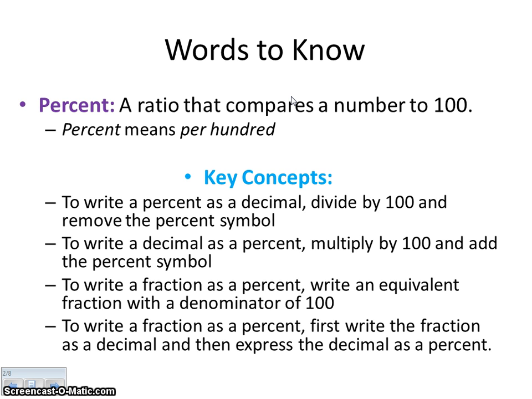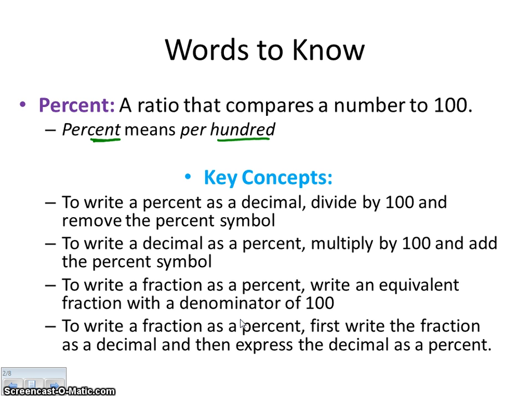Okay, so the first word is called percent, and this is a ratio that compares a number to 100. And we talked about a ratio being two numbers that are compared to one another. And we're going to compare that to 100. I have a little hint up here. Percent means per 100. Cent means 100, and per means per. You can remember cent as being 100 because of a cent, as in a penny.